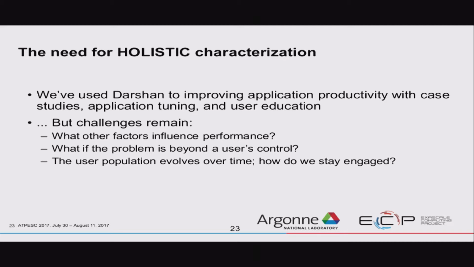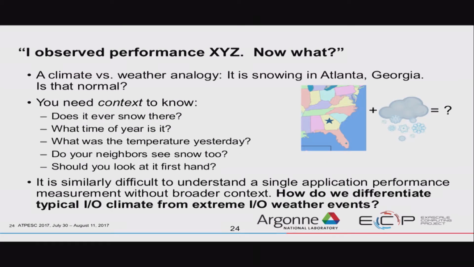And it's just a little hard to get the big picture of what else happened. You're just getting a slice of it. So the analogy I like to make is kind of looking at it as climate versus weather. So I live in Atlanta, Georgia. It snows there sometimes, not very often. But if it does snow, is that normal? If I just told you that it snowed, what would you think?